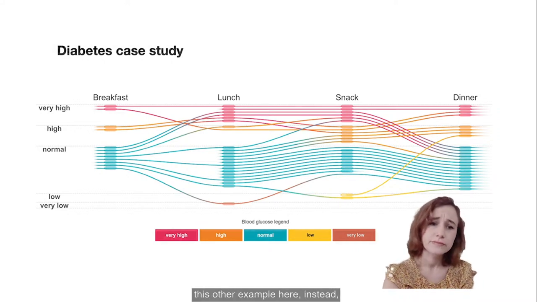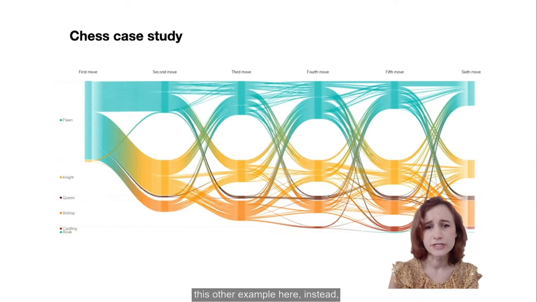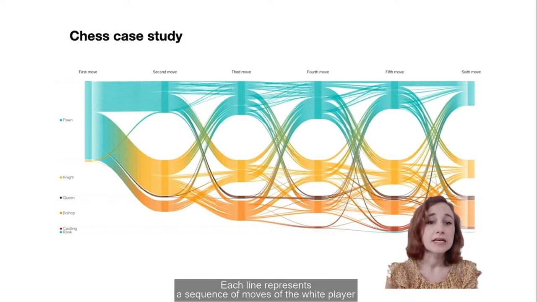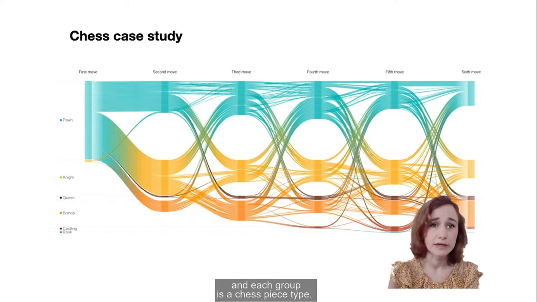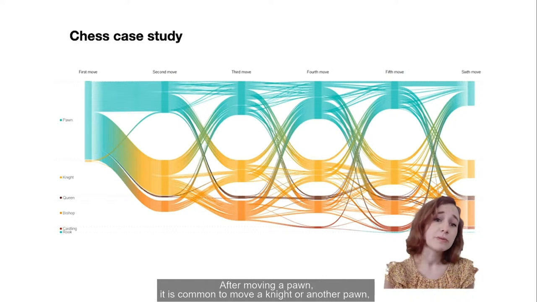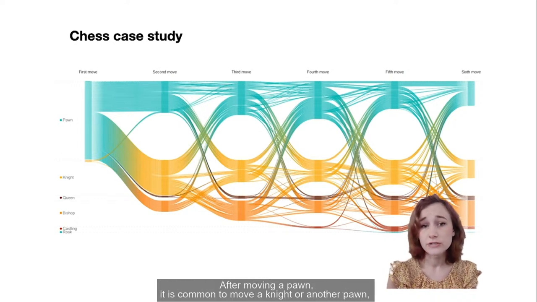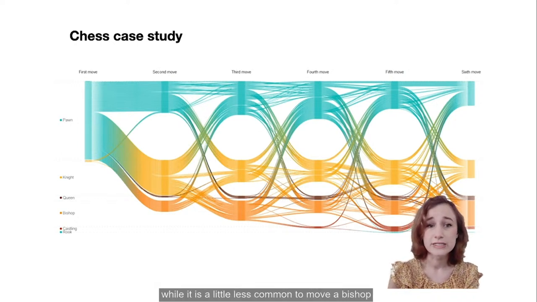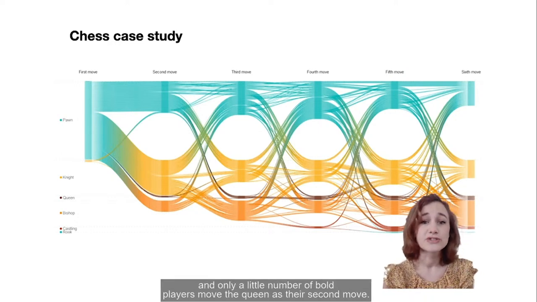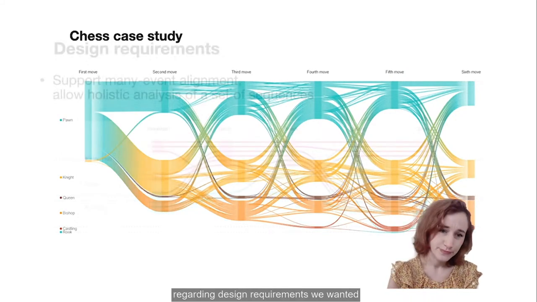And after? This other example, instead, is 200 games of chess, 200 openings to be precise. Each line represents a sequence of moves of the white player, and each group is a chess piece type. You can see that most openings start with a pawn, and very few with a knight. After moving a pawn, it is common to move a knight or another pawn, while it is a little less common to move a bishop, and only a small number of bold players move the queen as their second move.